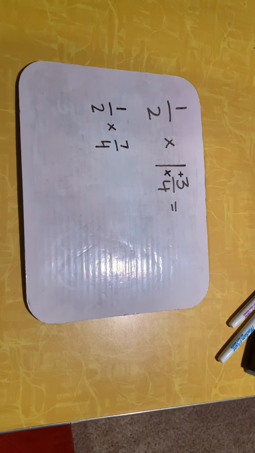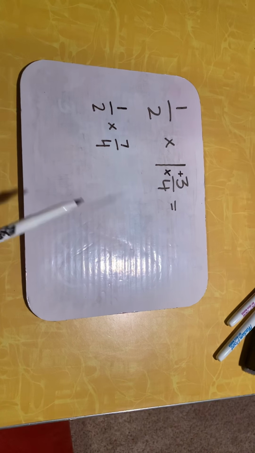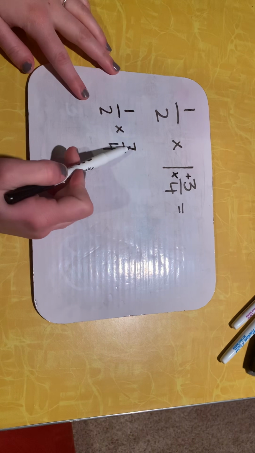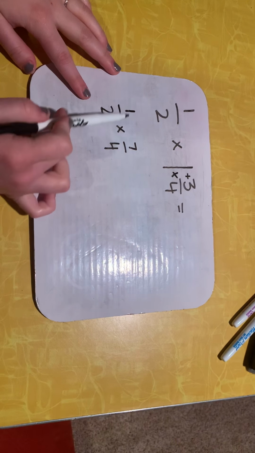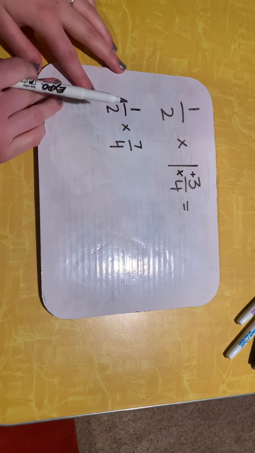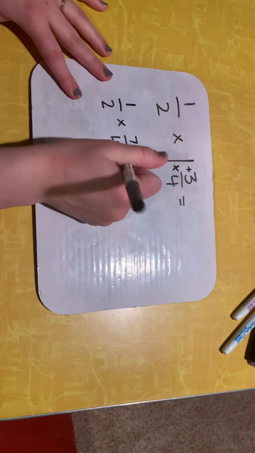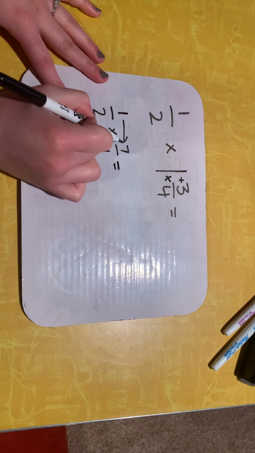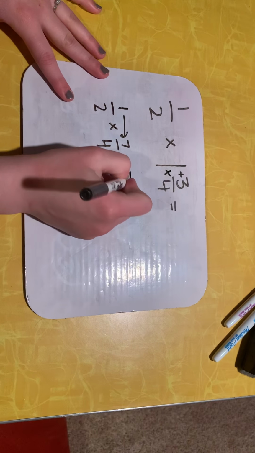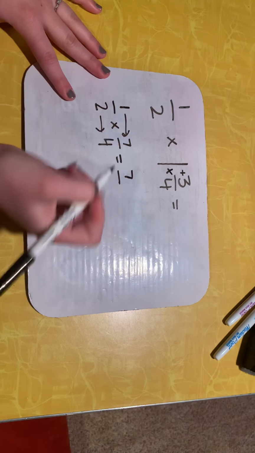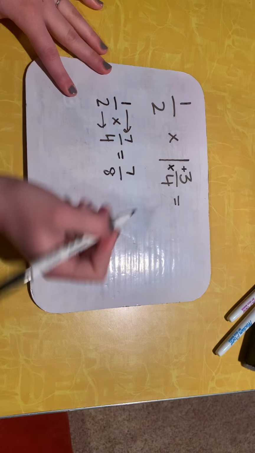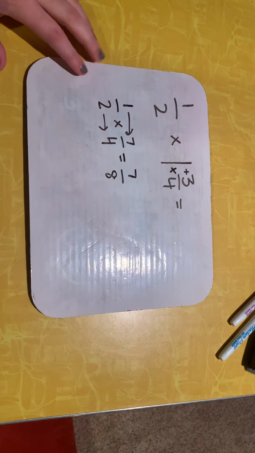Okay? Then you're going to look and you can see if you can use cancellation. Here, 7 and 2 don't have anything in common, and 1 and 4 don't have anything in common to reduce. So you can't use cancellation in this problem. So then I'm just going to go ahead and multiply across here. So 1 times 7 is 7, and then multiply the denominators across. 2 times 4 is 8, so I get 7/8 as my answer.